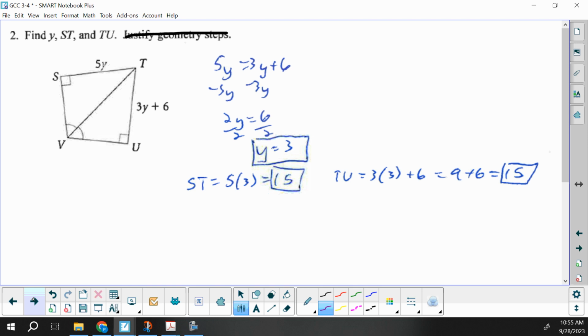Going down to number 2, we've got our little arcs that show those angles are equal, meaning VT is an angle bisector. If T is on the angle bisector, it is equidistant from the sides of the angles. Set those expressions equal, we get y is 3, sub back in to get 15 for each ST and TU.